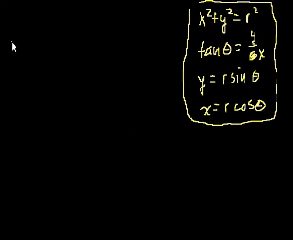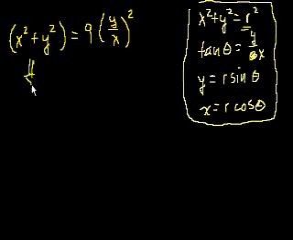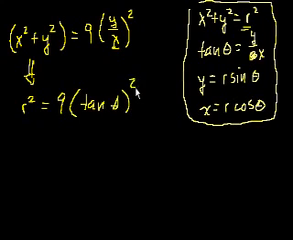All right. The next one they give us is x squared plus y squared is equal to 9 times y over x squared. Already, if we do some pattern matching, well, x squared plus y squared, we know that's equal to r squared. So this is equal to r squared is equal to 9 times, you see, y over x. That looks suspicious. Tangent of theta is equal to y over x. So this is tangent of theta. So 9 times tangent of theta squared.